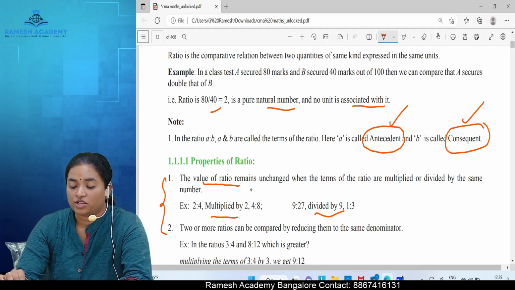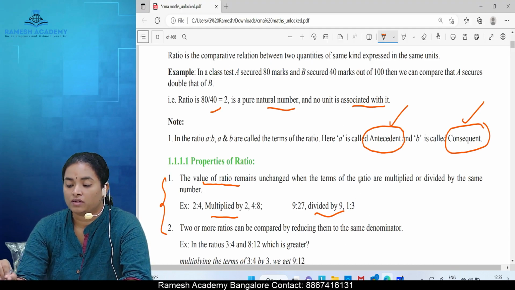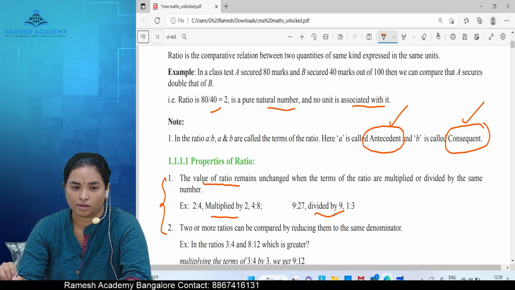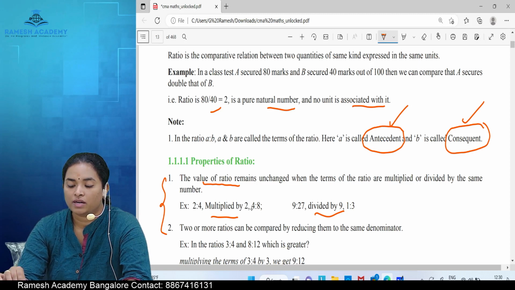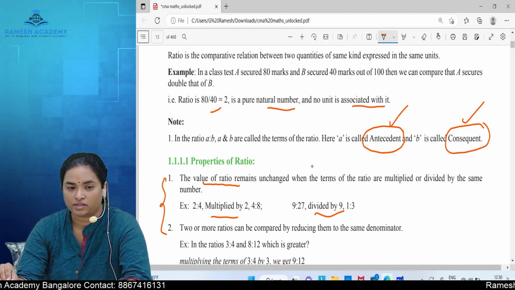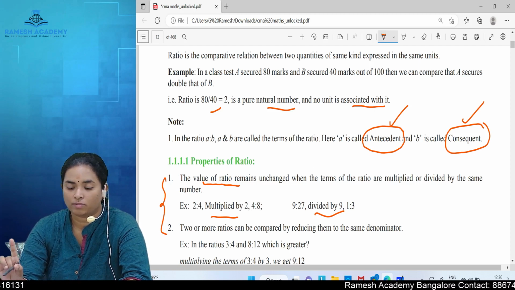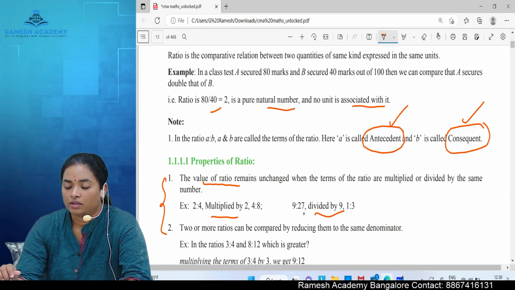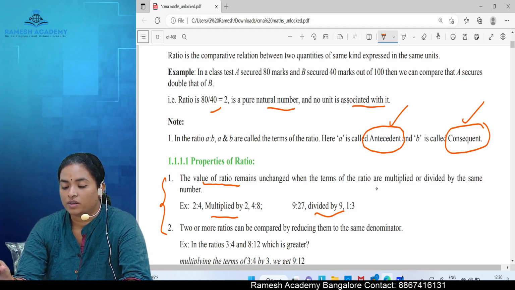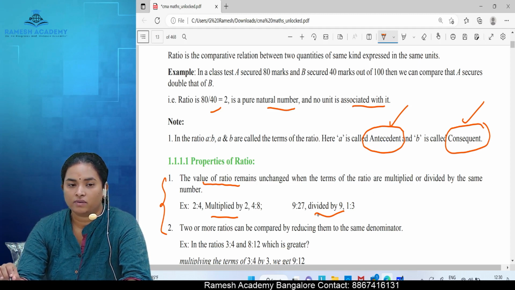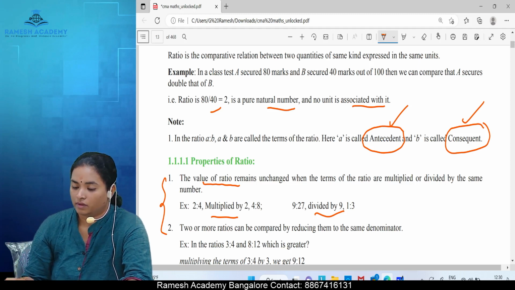The value of a ratio remains unchanged when the terms of the ratio are multiplied or divided by the same number. Okay, now 2:4 is multiplied by 2 and you get 4:8. Then still their ratio, 4:8, is 1/2. Then divided by 4 is 1:3. If I divide, 1/3, okay, that is what they meant.